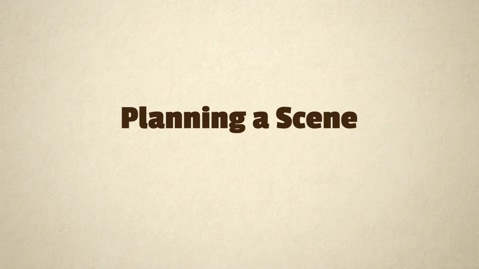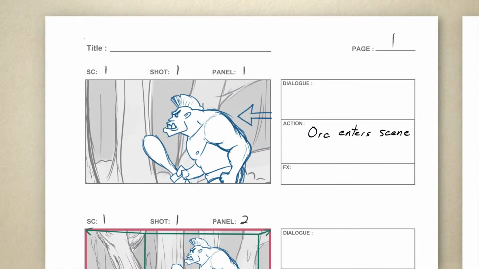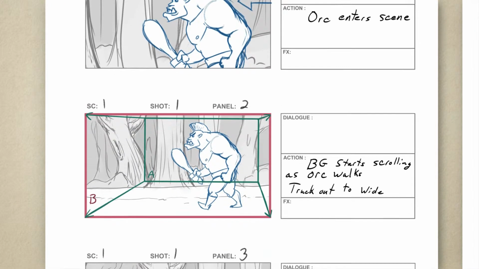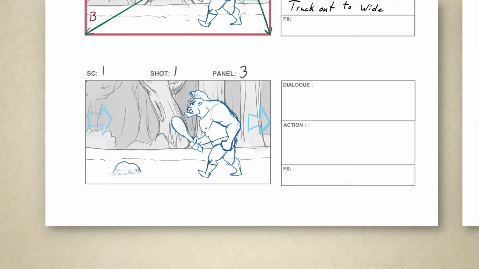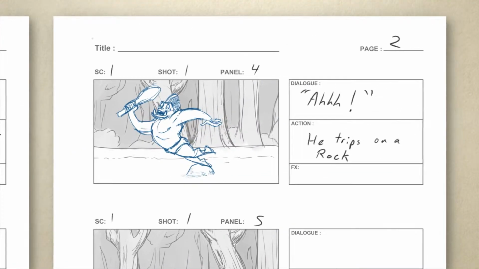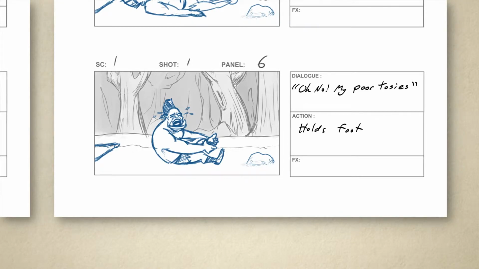So now, let's start animating a scene. Let's say I've been given this scene from this storyboard to animate. This orc walks into frame, and then the camera pulls out and continues to watch him while he walks for a while. Then, he trips and falls down and yells, "Oh no, my poor toesies."